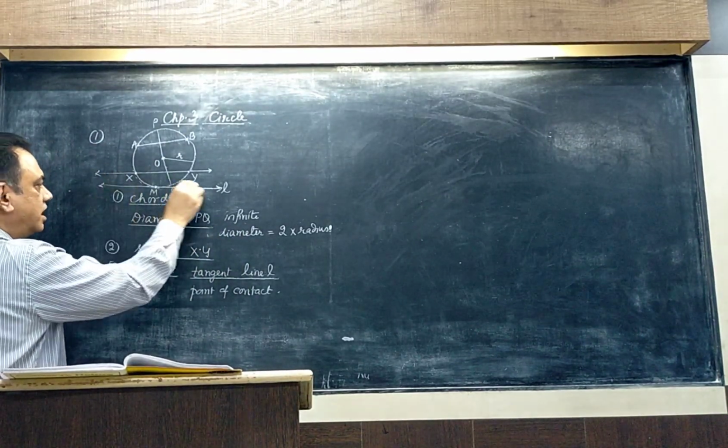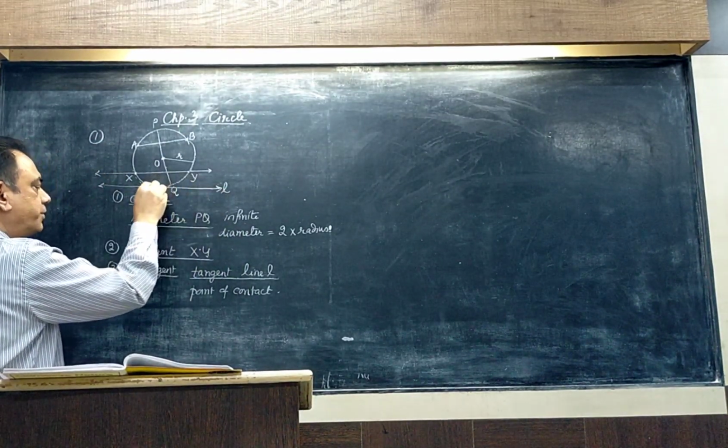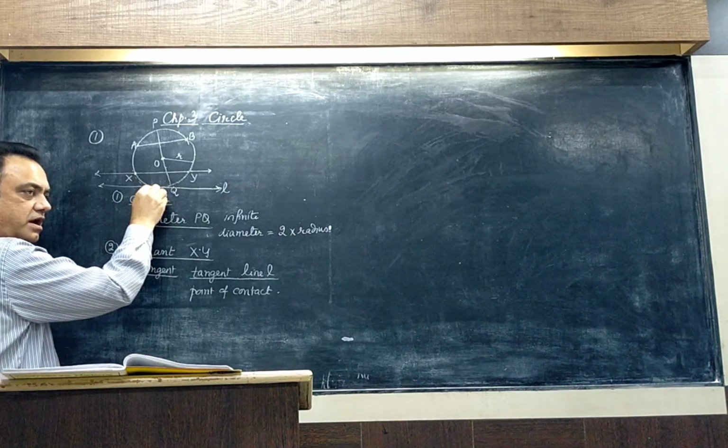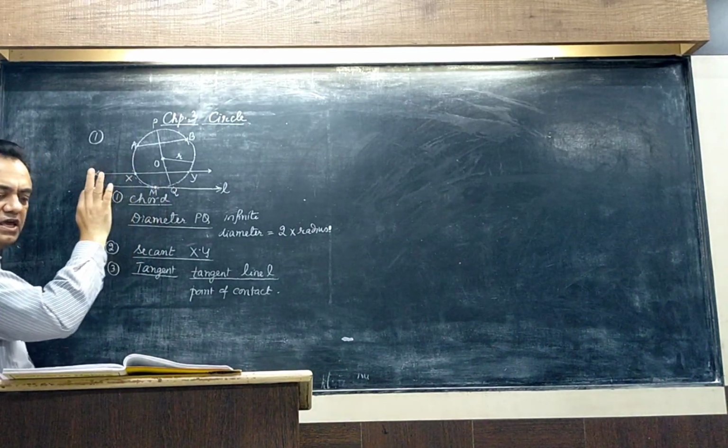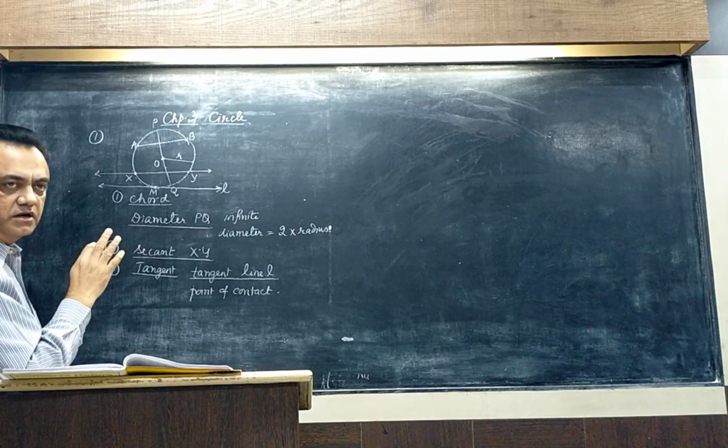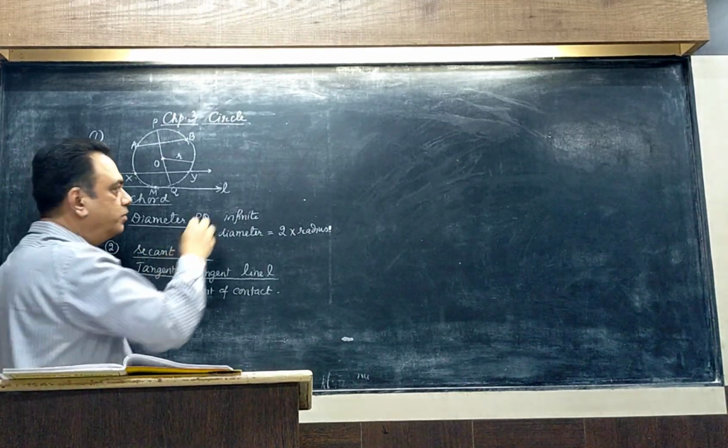So which is the tangent? Line L. Which is the point of contact? That is point M. These are the very basic things regarding circle. Next point I move on to.